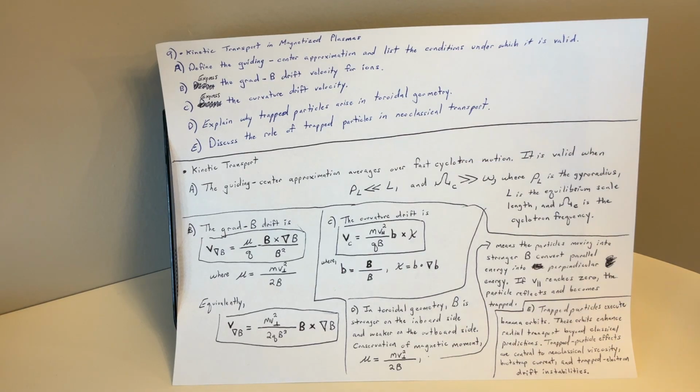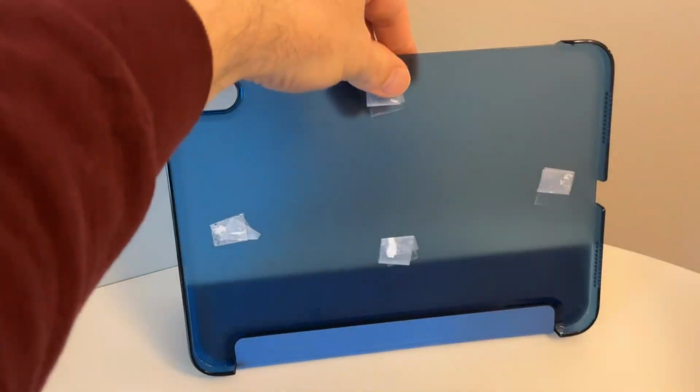Part E, discuss the role of trapped particles in neoclassical transport. Trapped particles execute banana orbits. These orbits enhance radial transport beyond classical predictions. Trapped particle effects are central to neoclassical viscosity, bootstrap current, and trapped electron drift instabilities. So that takes care of A through E for number 9. And now we could go to number 10.